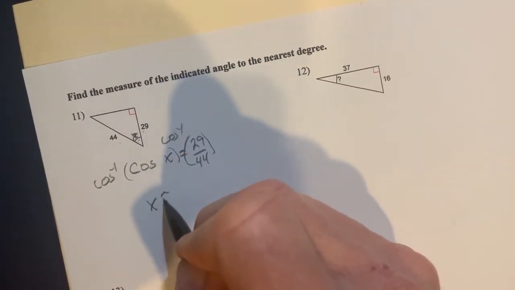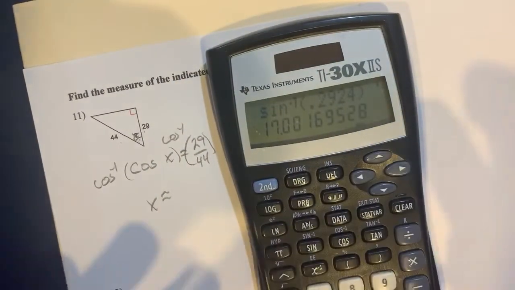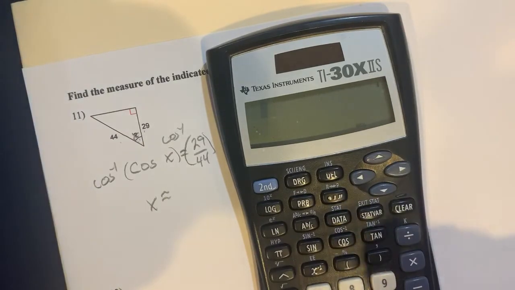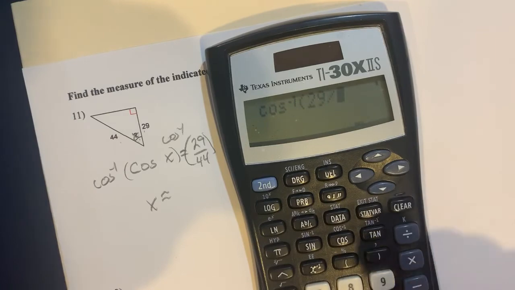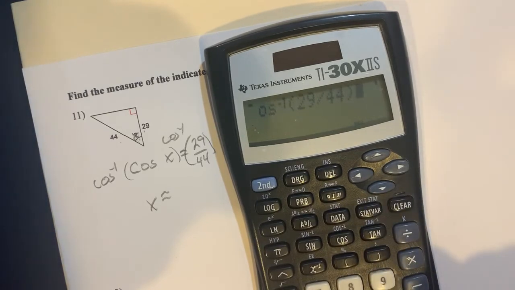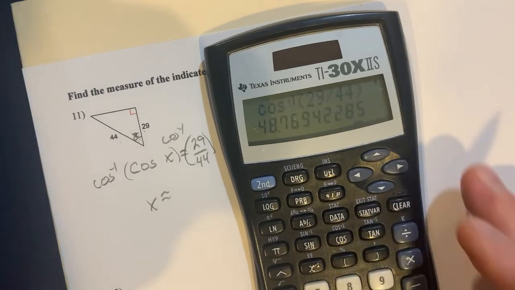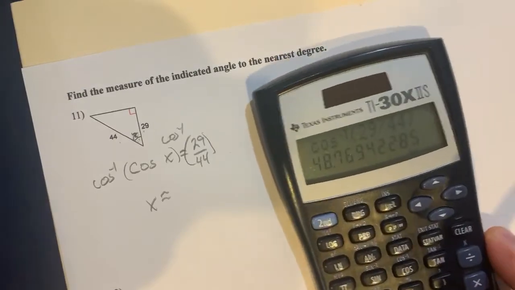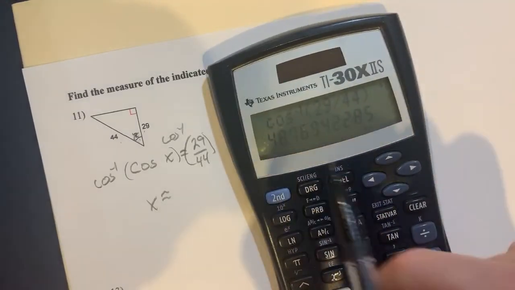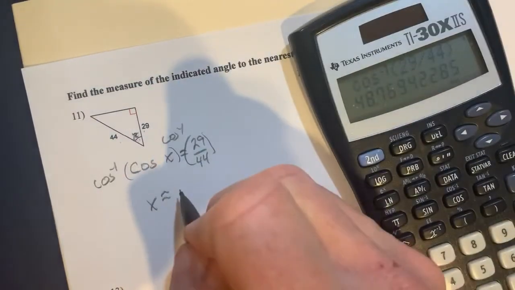And that gives me x is about, so I'm going to type that in. Clear that out. Cosine inverse of 29 divided by 44. And that gives me, rounding to the nearest degree, 49 degrees.